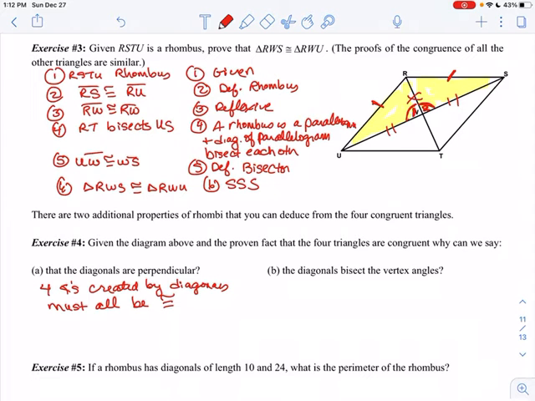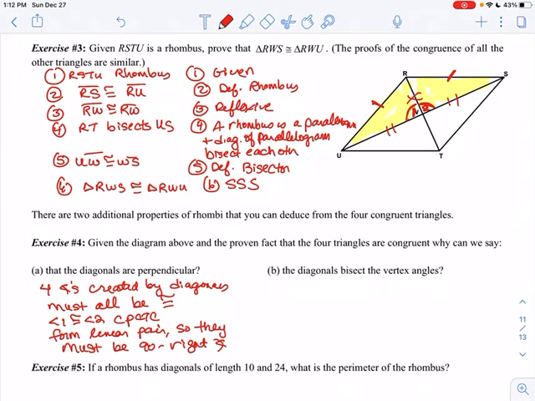Okay, so let's say that angle 1 and angle 2 are congruent by CPCTC, and they form a linear pair. So they must be 90 degrees, so they are right angles, and therefore the diagonals are perpendicular. So that's the big thing that I wanted you to get out of this, is that the diagonals are perpendicular.